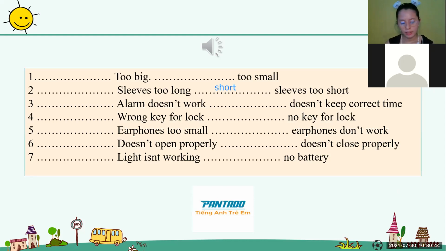Okay, so what is your answer? All right, what is your answer in number 1, 3, 4, 5, 6, and 7? Okay, Ben. Should I give you more time?